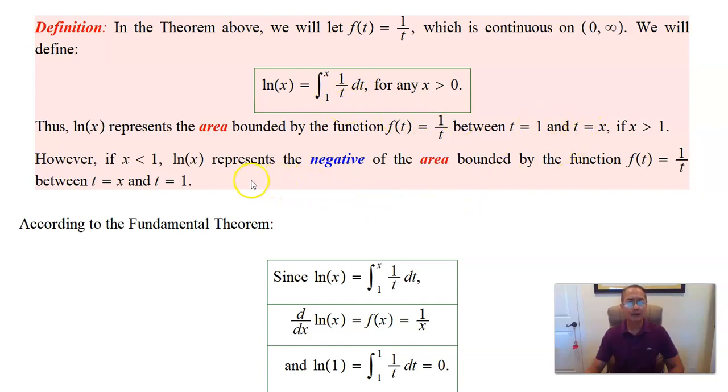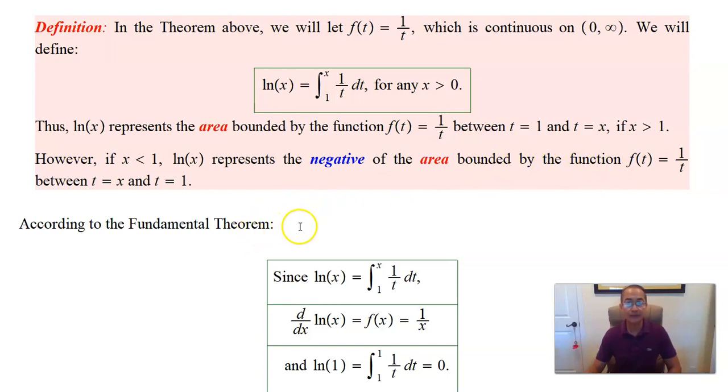We have a slight problem when x is less than 1. We're going the wrong way. We're going from 1 to 1/2, for example, if x is 1/2. Shouldn't we be going from 1/2 to 1? Well, we know that if we go instead from 1/2 to 1, we will have to put a negative sign in front of the definite integral. But once again, 1 over t is still positive between 1/2 and 1. So therefore, when x is smaller than 1, ln of x now represents the negative of the area bounded by 1 over t between x and 1.